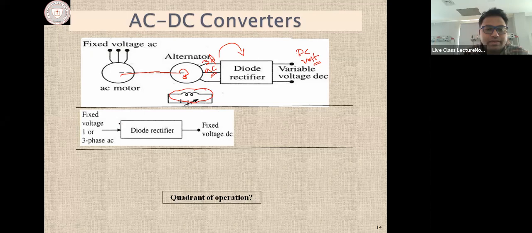Then came the era of power electronics. Not so much, but the diode rectifiers were present of higher amperes, higher capacity. So the fixed voltage single phase or three phase was given, after which an uncontrolled rectification was carried out, as you all know all the circuits there. Then the diode rectifier gave a fixed DC voltage. What is the example of this? It will be a straightforward single phase uncontrolled rectifier, right?